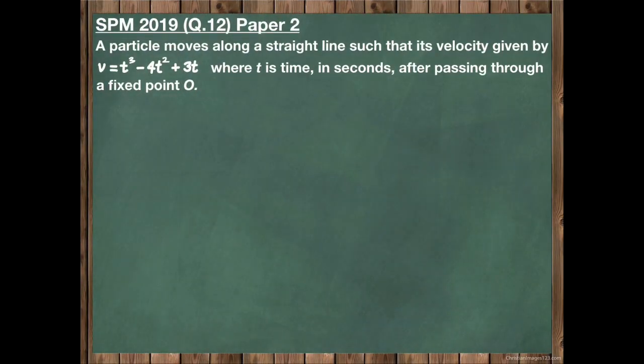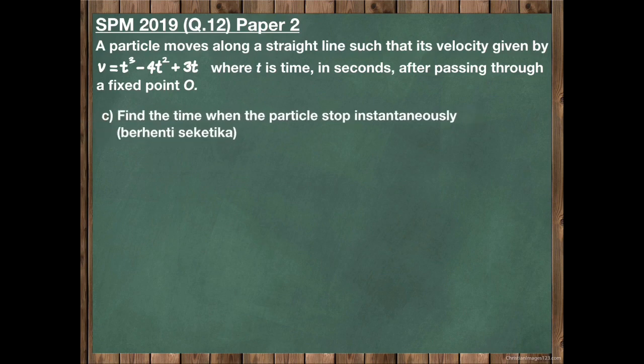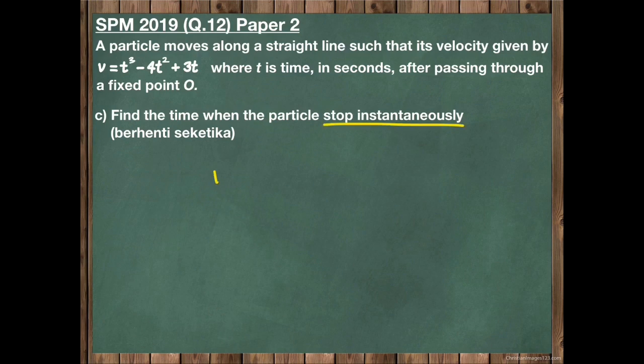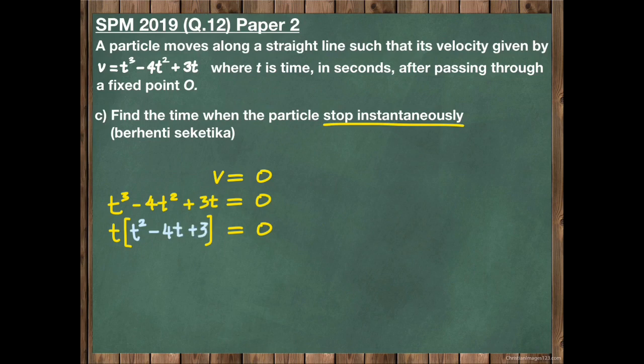Okay, next for question (c). The question asks you to find the time when the particle stops instantaneously. What is the meaning of stop instantaneously? It means that the velocity v is equal to 0. So we just substitute the value of v: t³ − 4t² + 3t = 0, and then we factorize t. So we get t times (t² − 4t + 3).